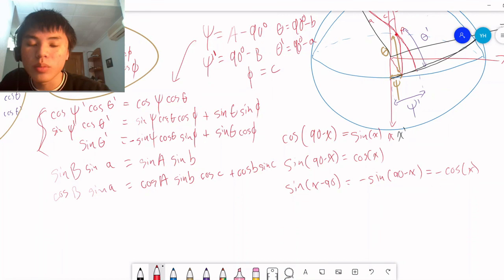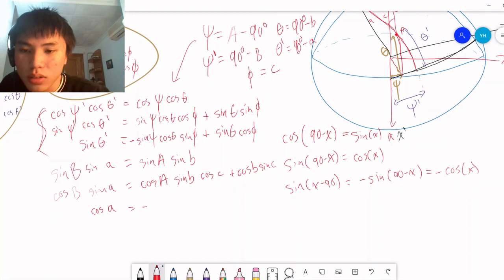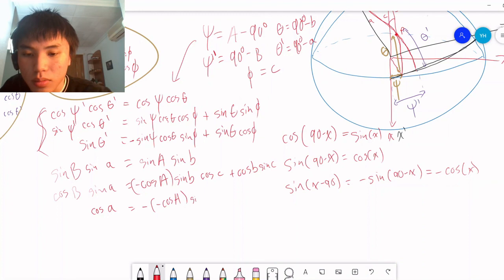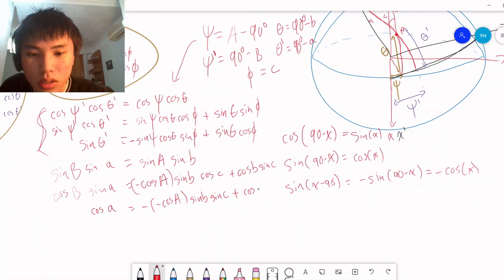Last equation, sine of theta prime. Sine of theta prime is 90 minus small a. So this is cosine of a, going to be equal to the negative of sine psi, which is a minus 90. And this is going to be equal to sine of a minus 90. That is going to be equal to negative cosine of a. And this just made me realize that I actually made a mistake here, and this should be negative cosine a. Cosine of theta is going to be sine of b. Sine of phi is going to be sine of c. And this is plus sine theta cosine phi, which is going to be equal to cosine b and cosine c.